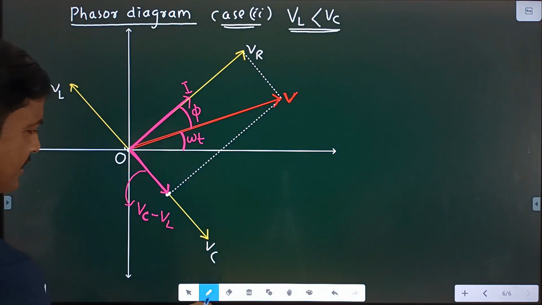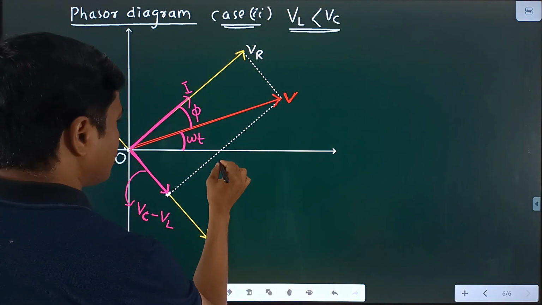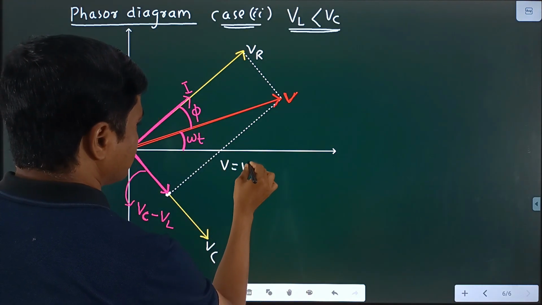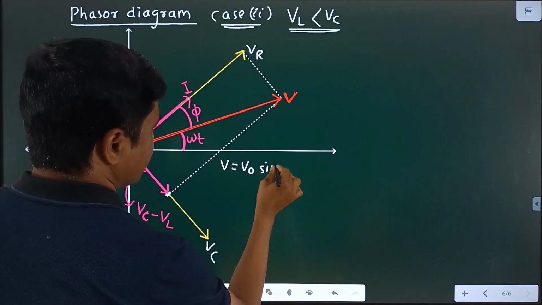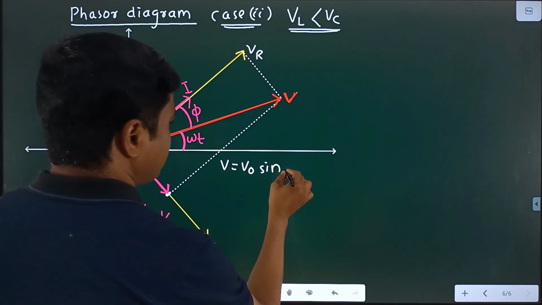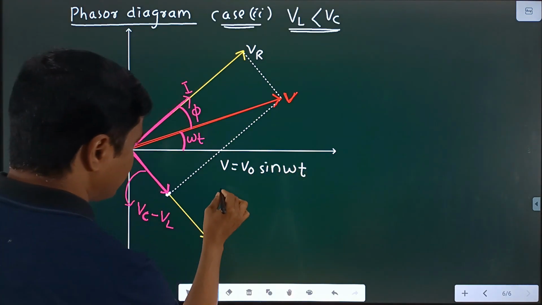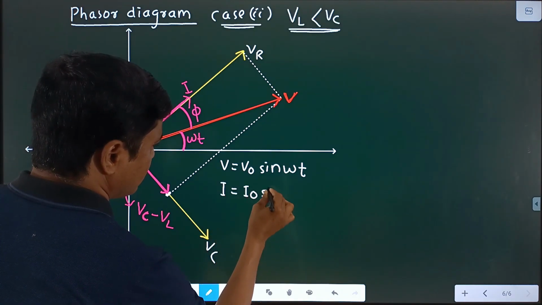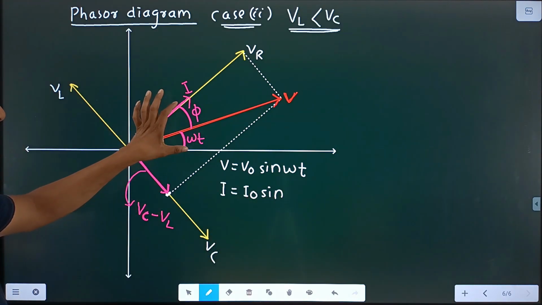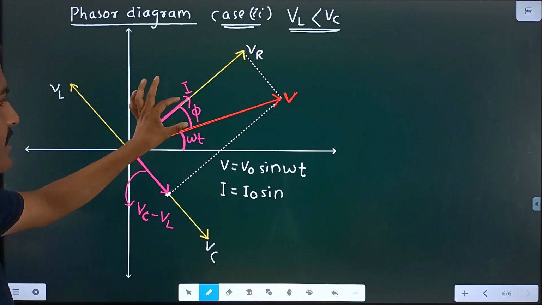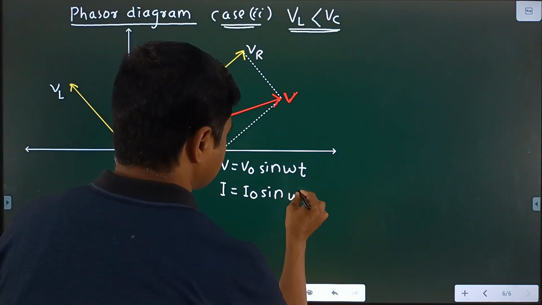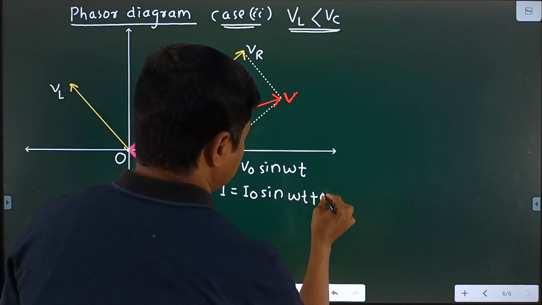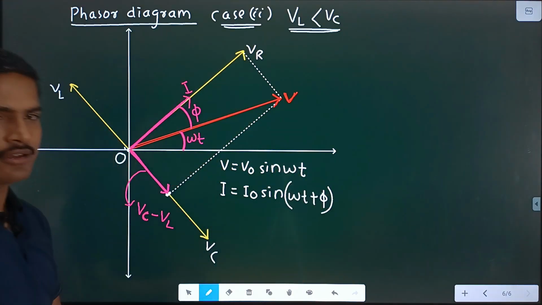So from this phasor diagram, we write the expression of V. V is equal to V0 into sine omega t. And the expression for current, we write I is equal to I0 into sine. This one is the phase of current, that is omega t plus phi. We write sine omega t plus phi. Clear?